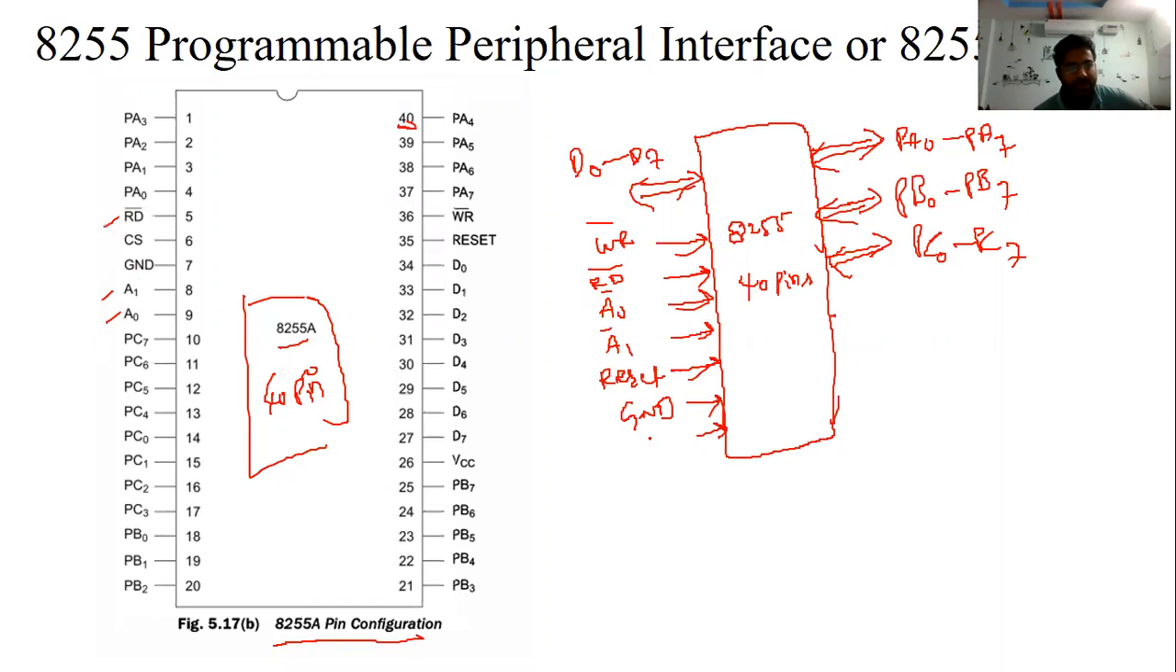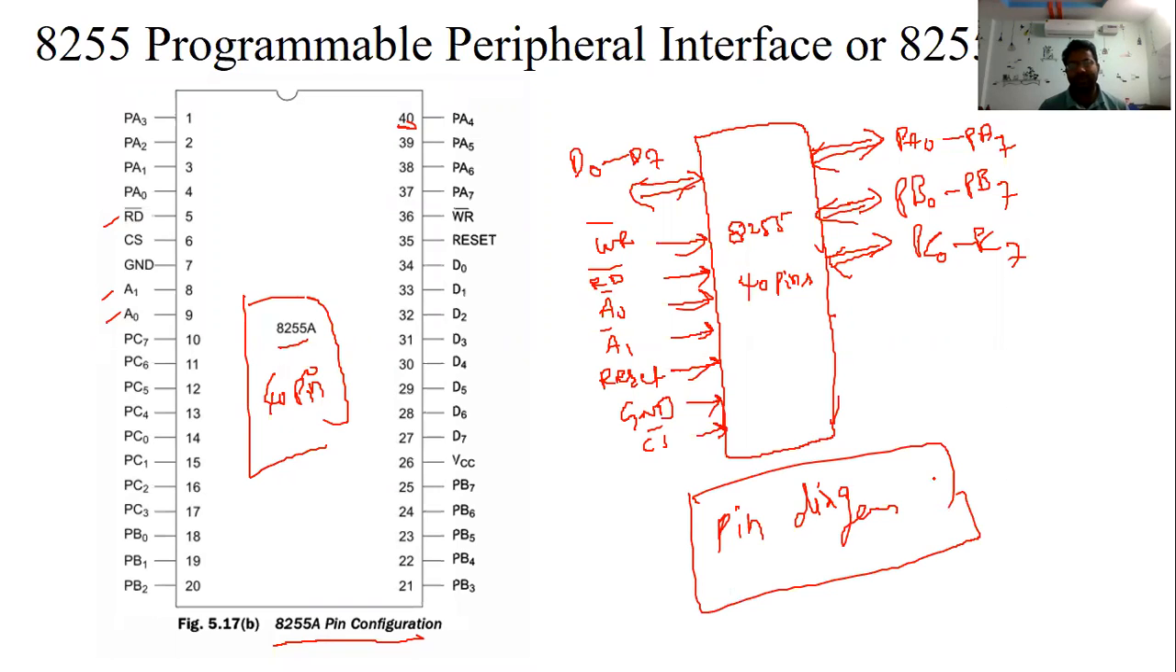Then we have the CS bar. Out of 32, 34, 35, 36, 37, 38, 39, 40, yes, all 40 pins are covered. It is very easy to remember. In the examinations you can draw this diagram simply. This is the pin diagram. If they ask you to draw the pin diagram, you simply draw this pin diagram in the examinations.